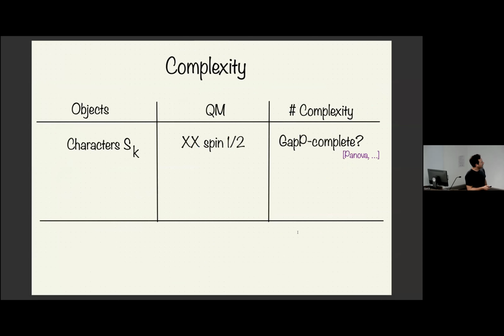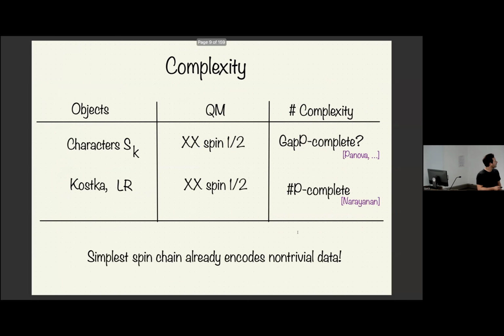Okay, so a comment on complexity is that actually, even though these coefficients are all known and well studied, not everything is known about the complexity of computing them. So in the case of the characters of the symmetric group, this problem is conjectured but not known to be GapP-complete. This is relatively recent work from the last 2 or 3 years.